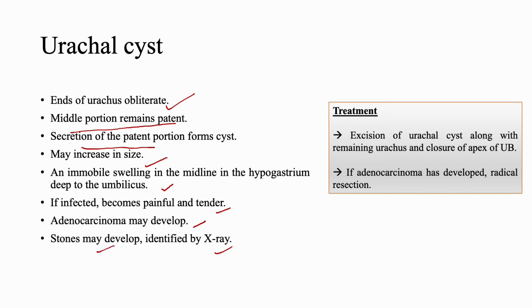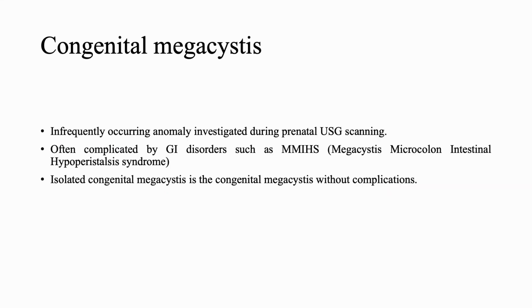Its management is excision of the urachal cyst along with the remaining urachus and closure of the apex of the urinary bladder. And if adenocarcinoma has developed, we have to go for radical resection, right? So this is all about the persistent urachus. We have already talked about two congenital anomalies, the bladder exstrophy or ectopia vesica and the patent urachus, and we have learnt about the different forms of the patent urachus.